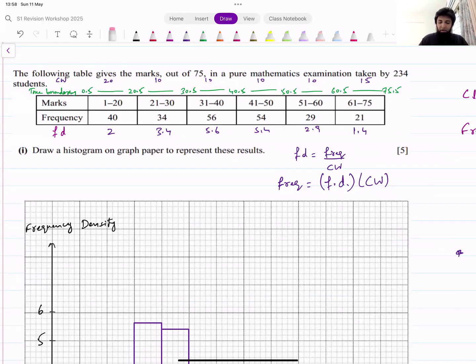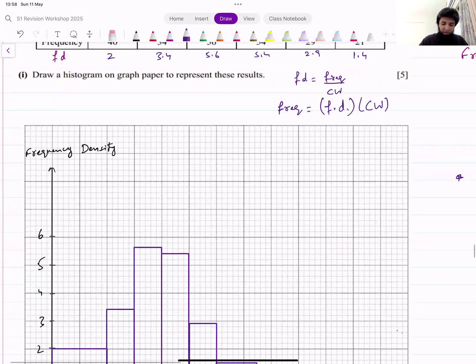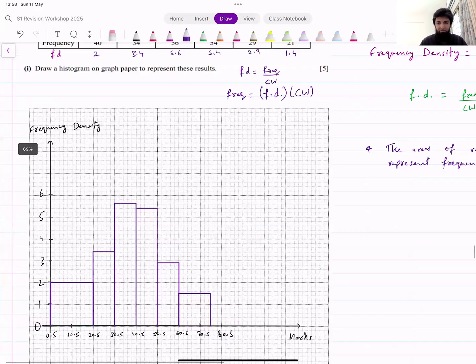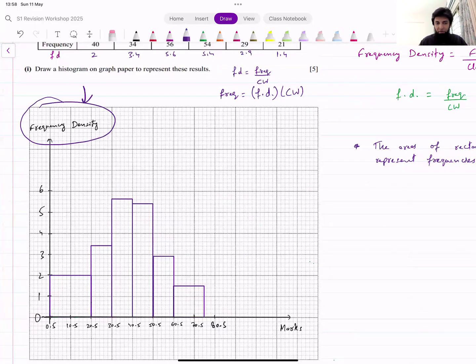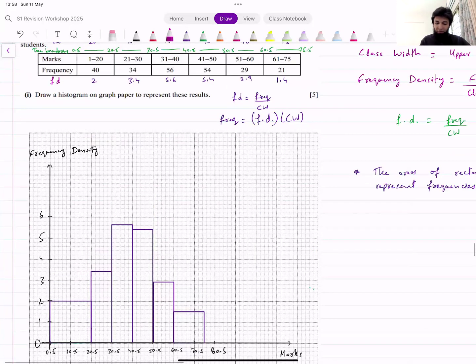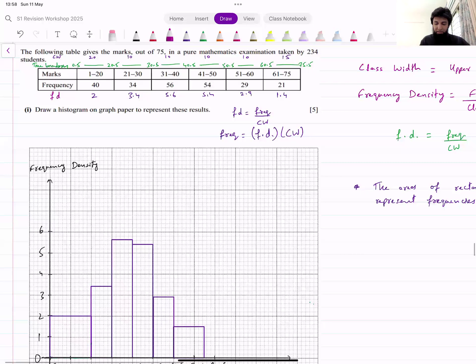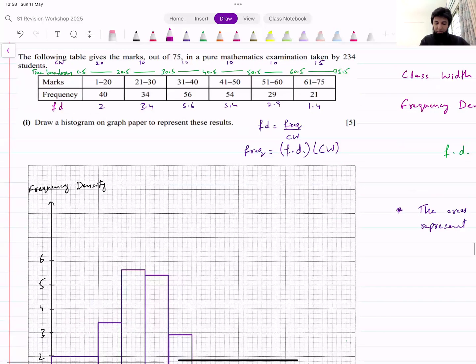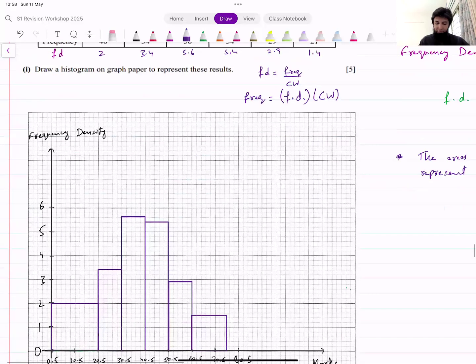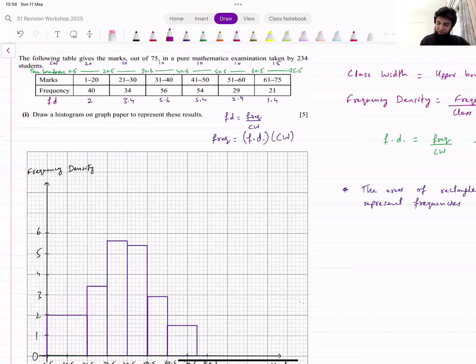And then in a histogram, on the vertical axis, you would always have frequency density. In A-levels, you would always have frequency density on the vertical axis. You have to label that appropriately. On the horizontal axis, you have whatever the variable is, that is marks, the number of marks in this case. Now, how do you calculate frequency density? Frequency density is frequency over class width.